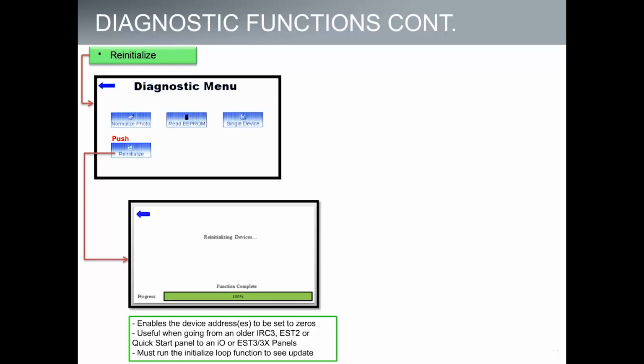Press the back arrow to return to the diagnostic menu when complete. Press the initialize button to see updated device addresses. Again, do not use this function if you do not intend on changing device addresses.